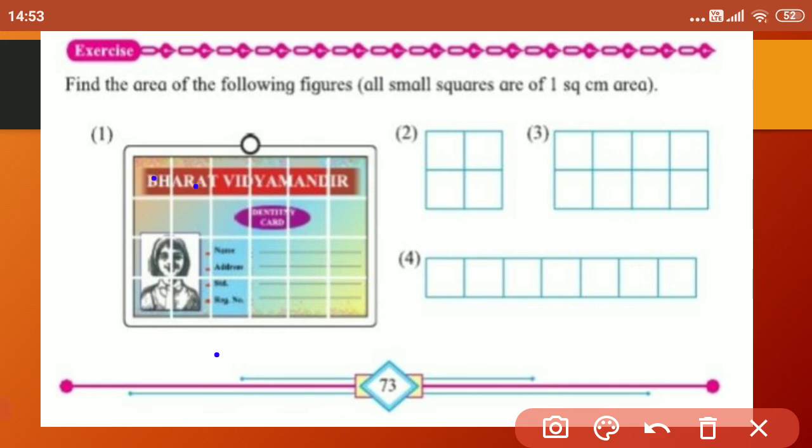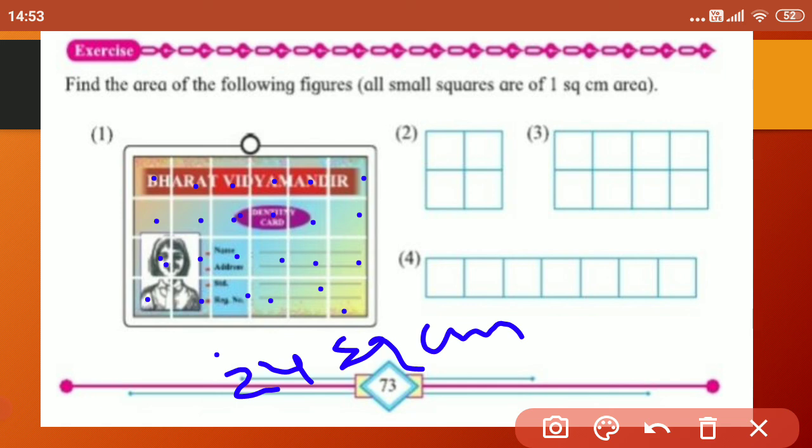So count 1, 2, 3, 4, 5, 6, 7, 8, 9, 10, 11, 12, 13, 14, 15, 16, 17, 18, 19, 20, 21, 22, 23, 24. So how many are there? So the area will be 24 square centimeter. Just count and then put the unit when you are counting the squares. Got it now? Area is equal to 24 square centimeter.